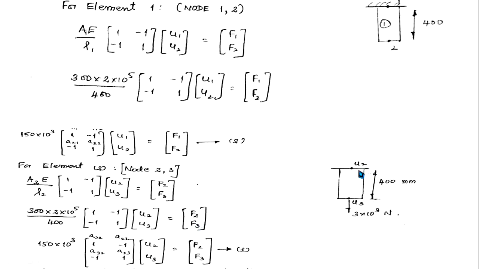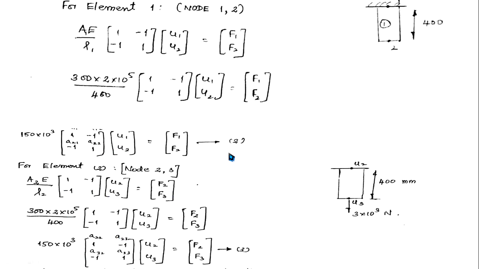Here you have the node numbering 2 and 3, so you have to start with 2. This is second row, third row, second column, third column. When you come here, you have nodes 1 and 2, so first row, second row, first column, second column. Whereas for element 2, it is 2 and 3, so you start with row 2, row 3, column 2, column 3. So obviously you will get A22, A23, A32, A33. Very basic. We should not spend much time on this.